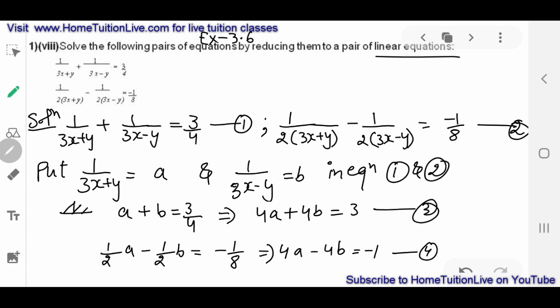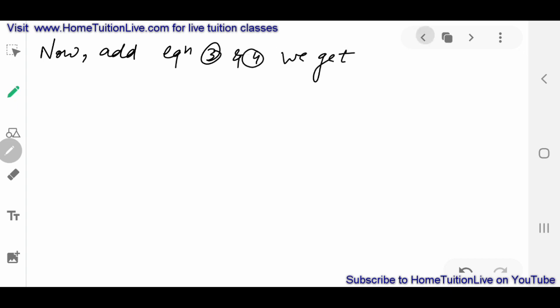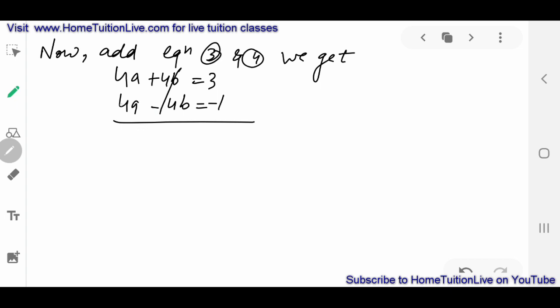Now we will add equation 3 and 4. We get 4a plus 4b equals to 3, 4a minus 4b equals to minus 1. Then we will add, we will get 4a plus 4a is 8a, equal to 2, so a is equal to 2 by 8, that is a is equal to 1 by 4.